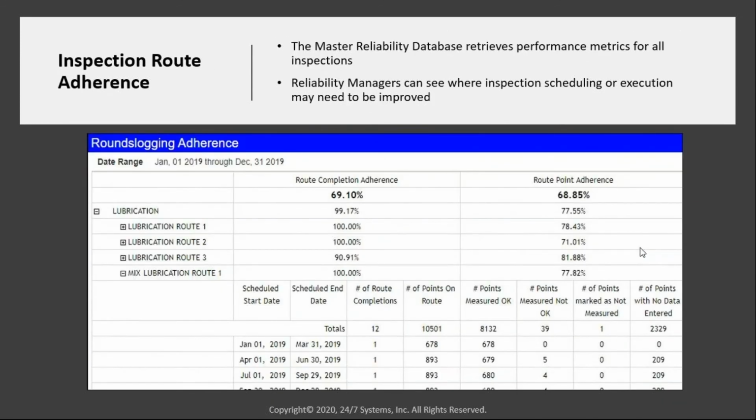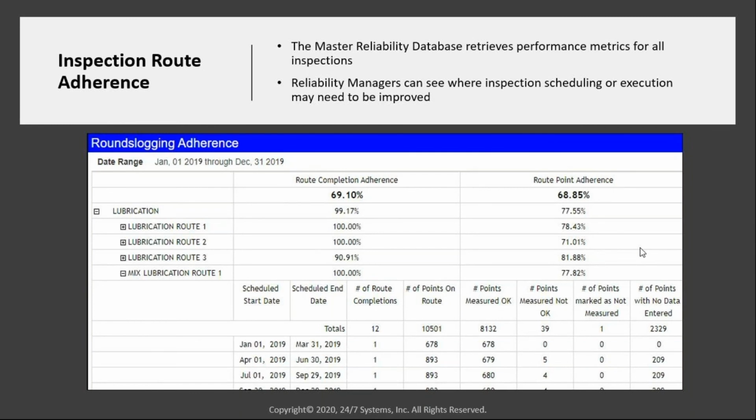So now for the last part of my presentation today, one of the important steps is that it's very important to know, are we actually doing what we said we were going to do, when? So you need to have the ability to track route adherence. It's important not just to look at whether or not a route was completed, but we think it's equally important to look at what happened on all the points that were on that route.